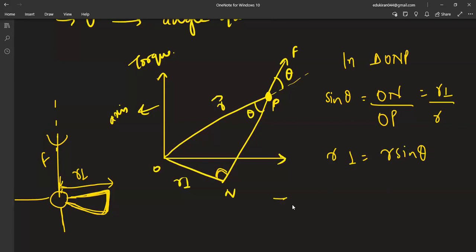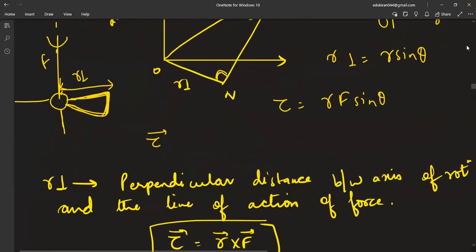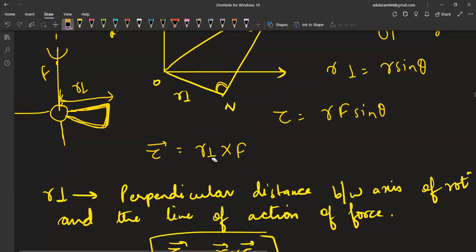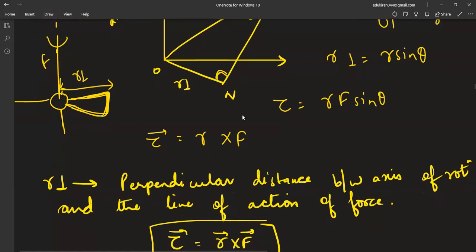So what is exactly torque? Torque is RF sine theta. Remember when we did vectors, that time we discussed dot and cross product. If two vectors are giving sine theta, it means we are getting the third quantity by cross product. So not R perpendicular cross F, but R cross F.